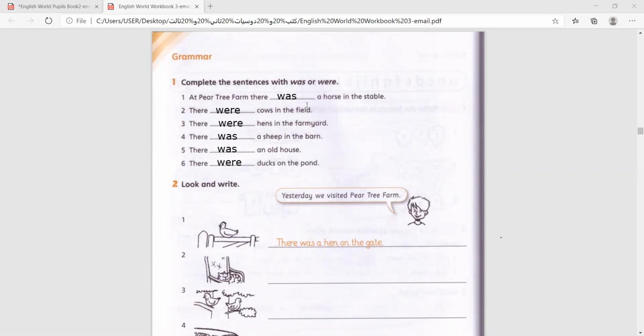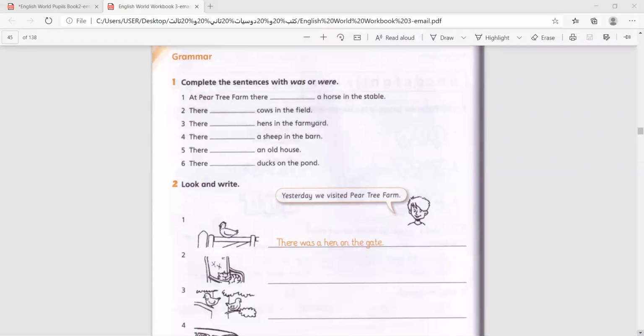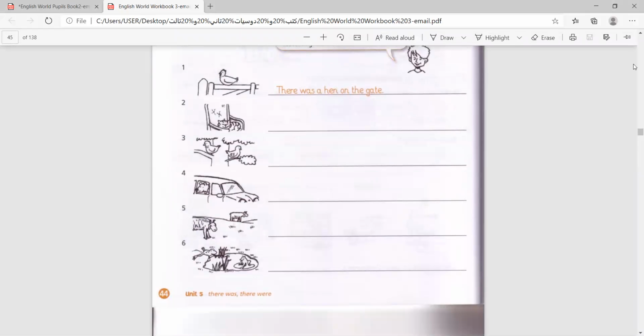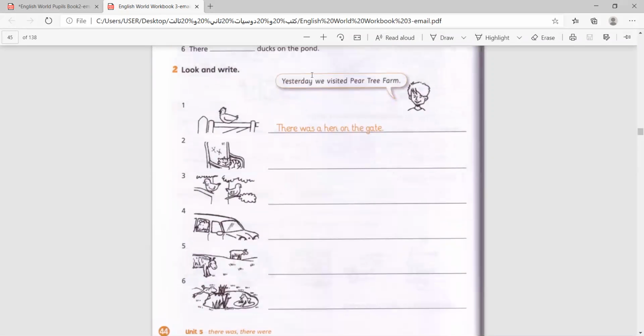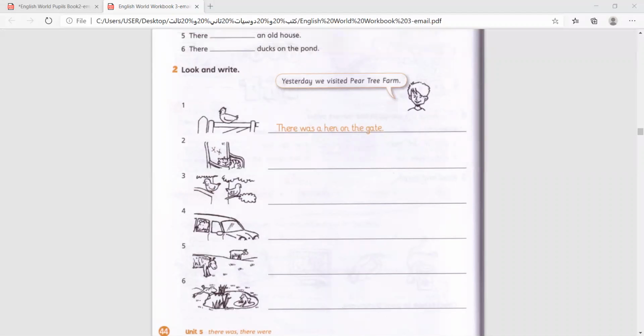Now, let's move on to the next question. Let's take a look. Okay. Take a look at the picture and write a sentence. There was a hen on the gate. This is a cat on the chair. So we will write, there was a cat on the chair.